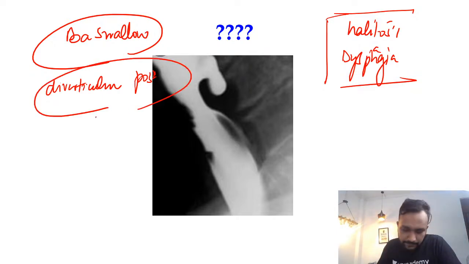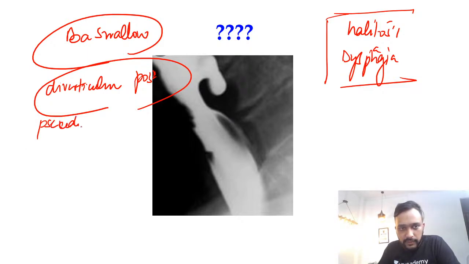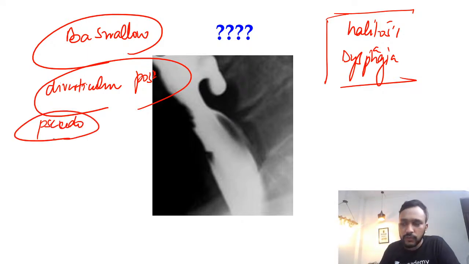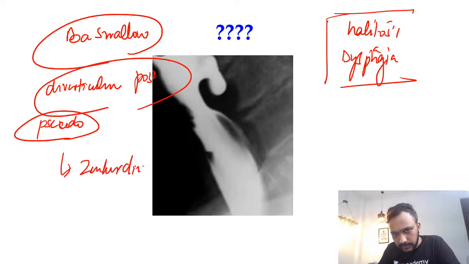There is a diverticulum arising from the posterior wall of the esophagus, which is a pseudo-diverticulum, because there is herniation of only the mucosa and the submucosa. And guys, this was the case of Zenker's diverticulum.